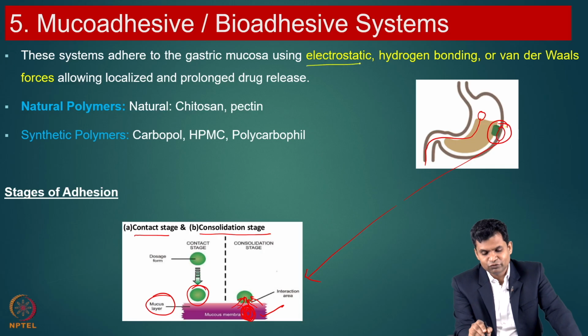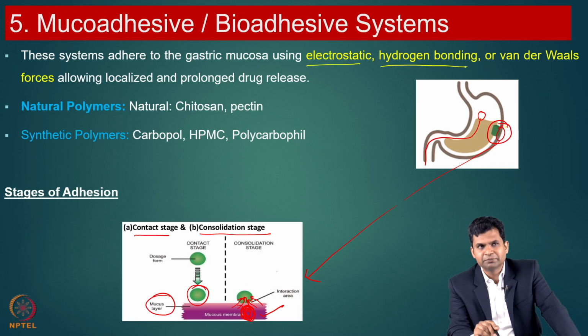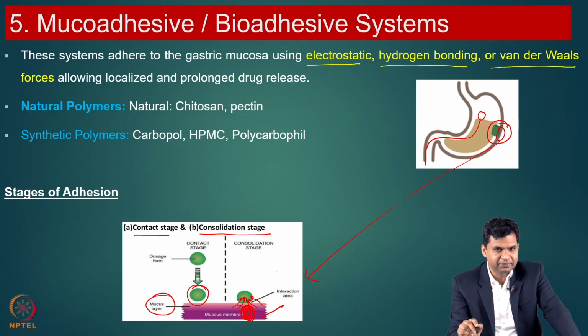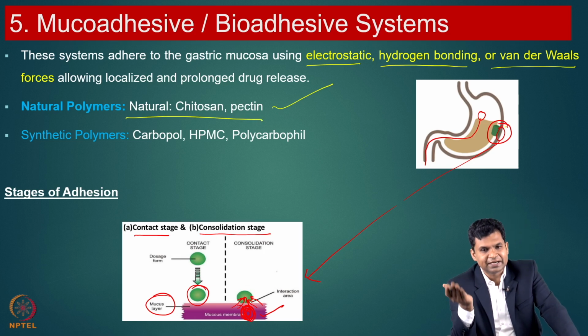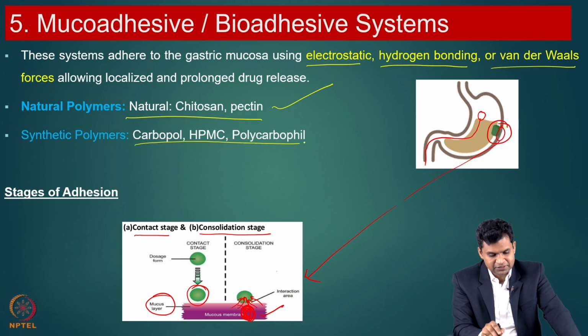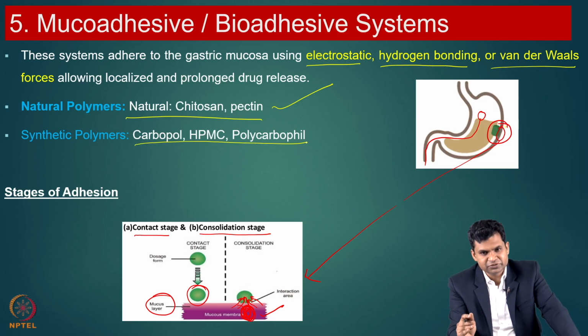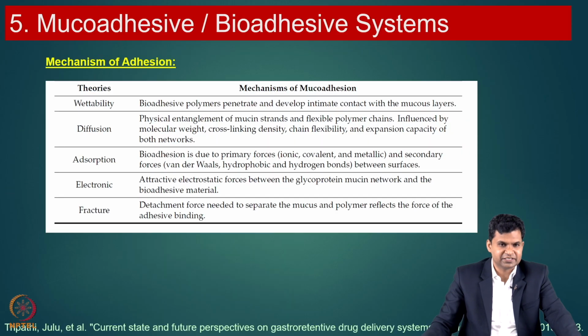Here are a few examples: electrostatic interaction, hydrogen bonding and the van der Waals mechanism, which help in bioadhesion. These are the polymers we can use: natural polymers such as chitosan and pectin, and synthetic polymers such as carbopol, HPMC and polycarbophil. These help as mucoadhesive polymers in GRDDS.